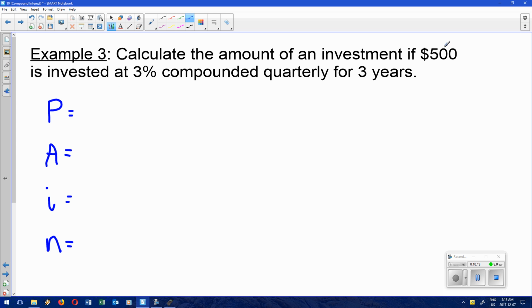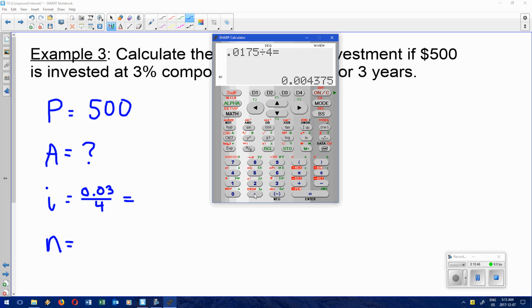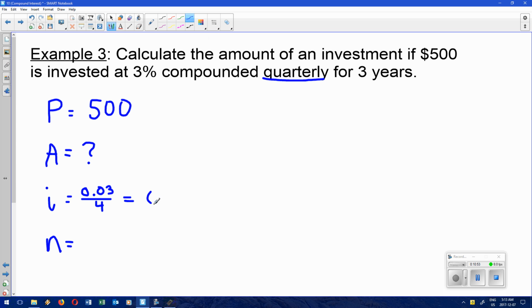So P is my principal, so I'm starting with $500. A is my final amount, that's what I'm looking for, so I don't know that yet. Okay, 3% compounded quarterly. So I'm going to start with my decimal. So 3% is 0.03. But I'm compounding it quarterly. So that's 4 times per year. So I'm going to divide that by 4. 0.03 divided by 4 is 0.0075.